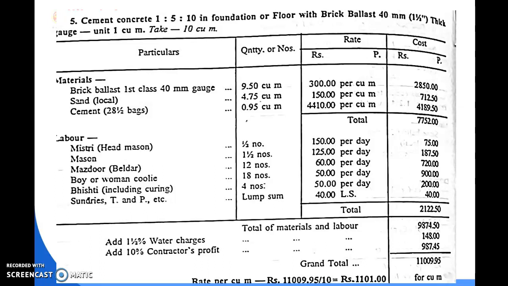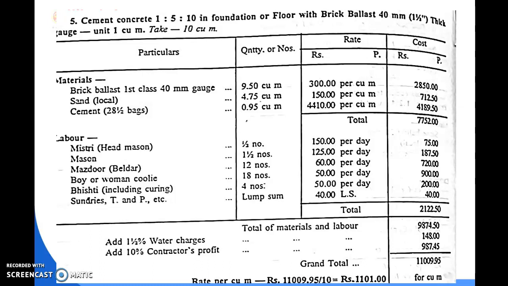So first of all we discuss the abstract. It is the rate analysis abstract. Here we first write the serial number, then particulars, then quantity or numbers, then rate and cost. Rate is also defined in rupees and paise, and cost is also defined in rupees and paise. So first of all we discuss the material. After that we discuss the labor part.